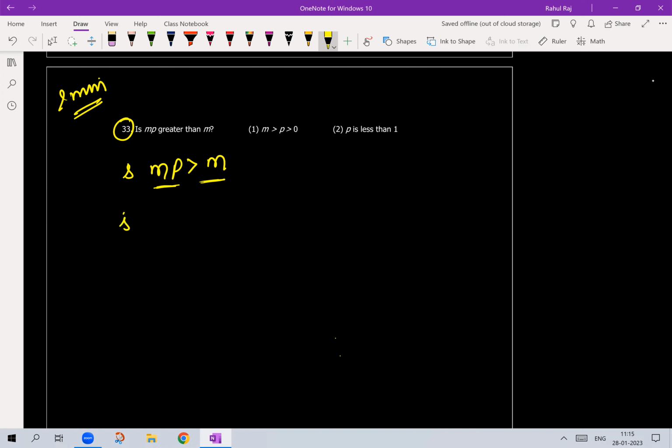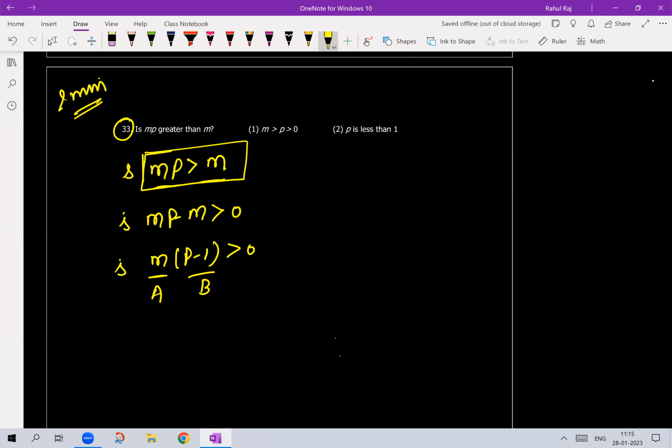So I'll go ahead with this question as: is MP minus M greater than 0? Why I'm doing this, I'll tell you. Is M into P minus 1 greater than 0? Now I have full authority on my question. Now I know that they are asking: is AB greater than 0 or not? It means I just need to prove whether the signs of A and B are the same or not. Is the sign of M and P minus 1 the same or not? I'm not trying to say that you change your method of solving. If you can understand the question, you can 100% go ahead with the same question.